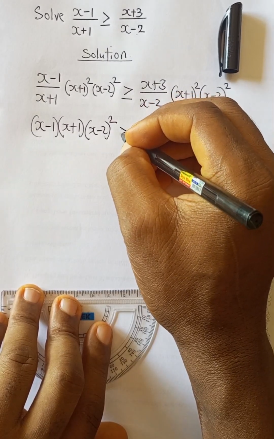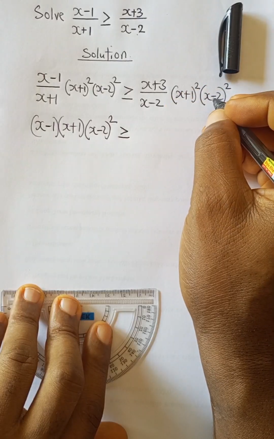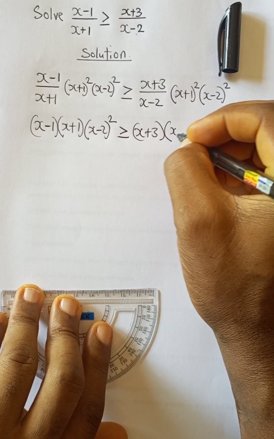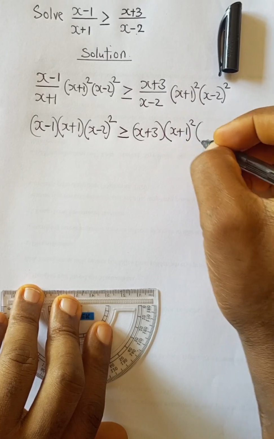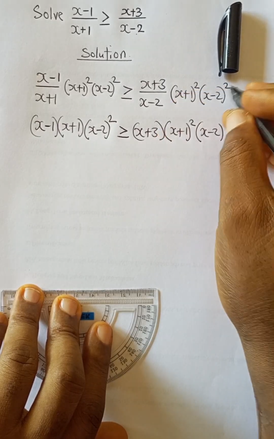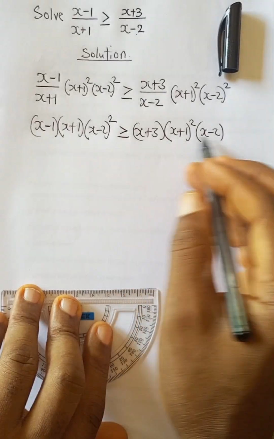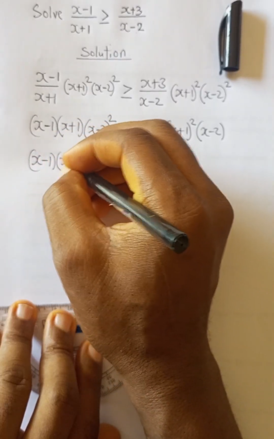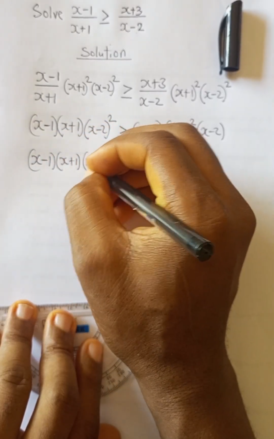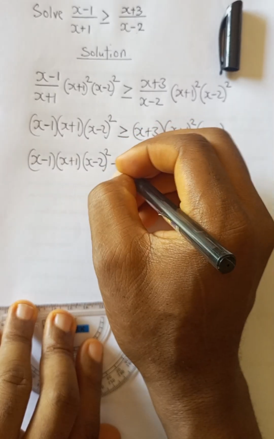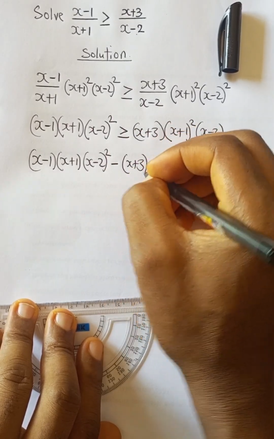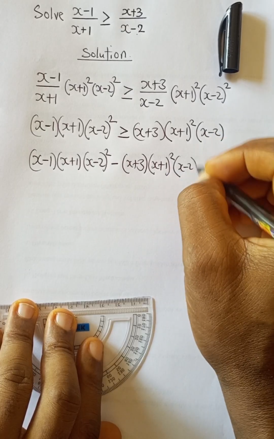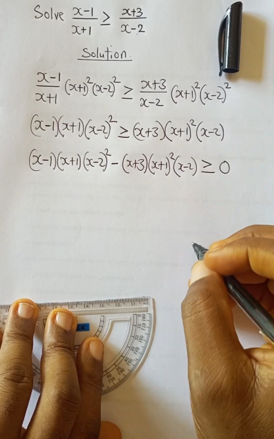Then greater than or equal to, this will cancel one of these. So we are left here with (x plus 3) times (x plus 1) squared times (x minus 2), because this has cancelled one of these. Now move everything here to this side. So I have (x minus 1) times (x plus 1) times (x minus 2) squared minus (x plus 3) times (x plus 1) squared times (x minus 2) is greater than or equal to 0.